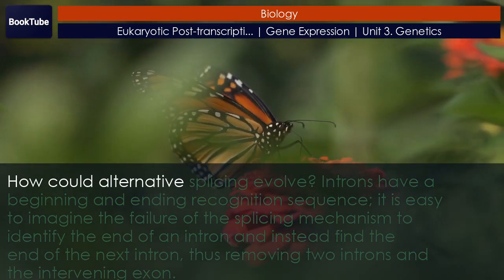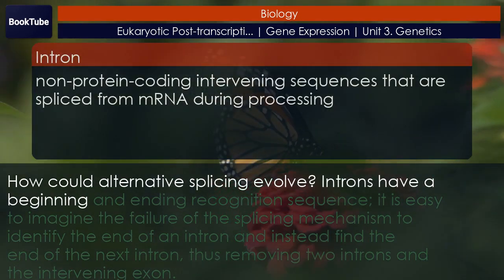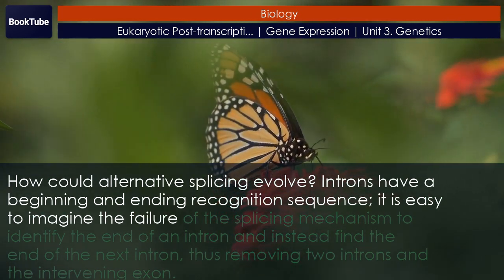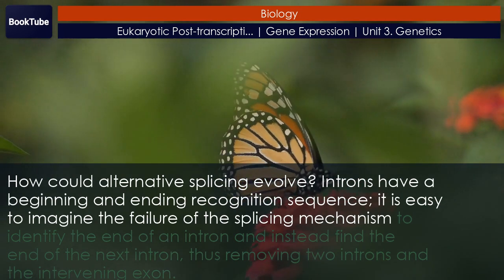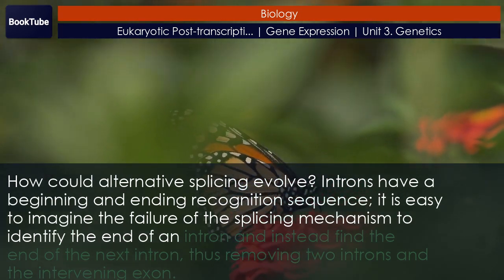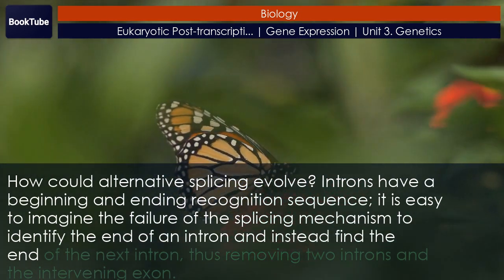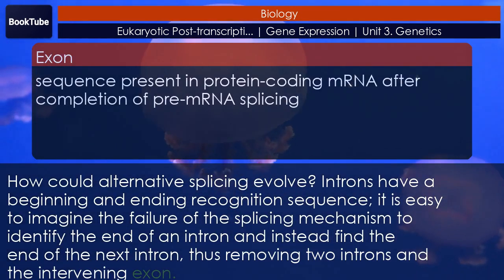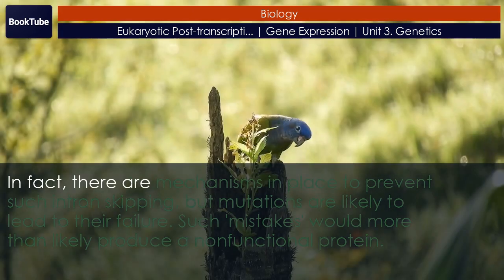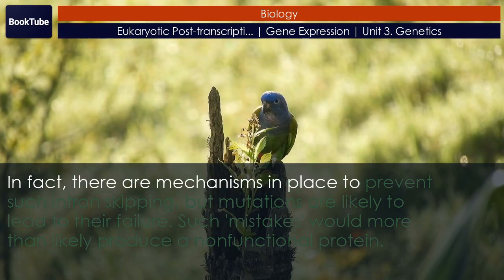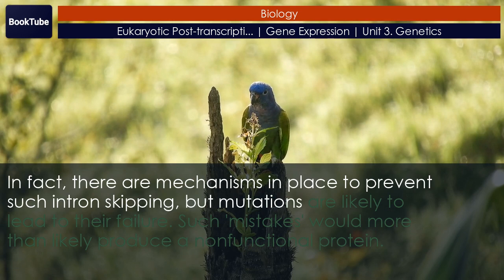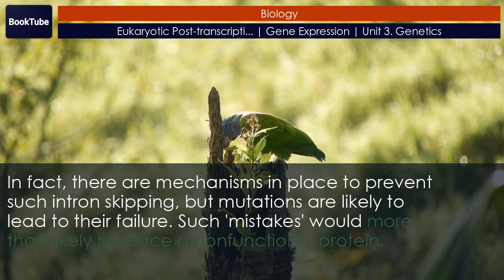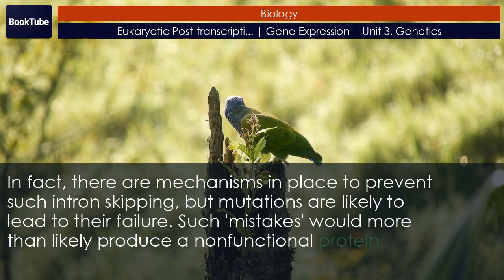How could alternative splicing evolve? Introns have a beginning and ending recognition sequence. It is easy to imagine the failure of the splicing mechanism to identify the end of an intron and instead find the end of the next intron, thus removing two introns and the intervening exon. In fact, there are mechanisms in place to prevent such intron skipping, but mutations are likely to lead to their failure. Such mistakes would more than likely produce a non-functional protein.